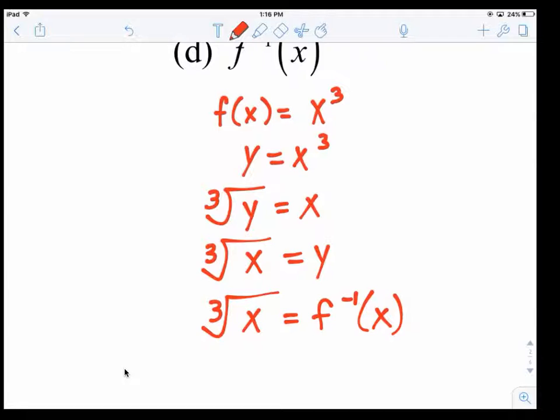This is in terms of y. You want it in terms of x, right? Because now this relates to this function. All right, so this is the inverse to x cubed. So if I cube something, to undo that, you just take the third root of it.